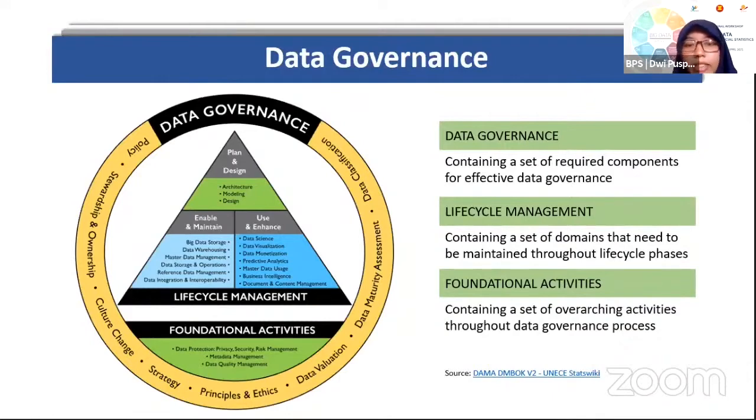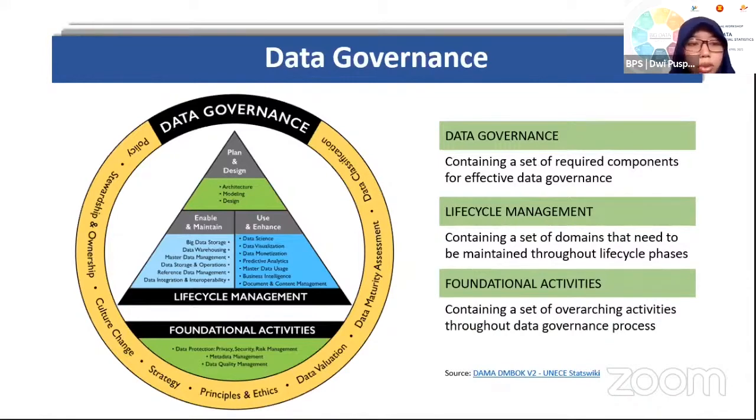And then finally, we will talk about the outer cycle, that is the data governance, and it contains a set of required components for effective data governance. Similar to foundational activities, this one is an overarching activity, but the difference is that foundational activities mostly need to be defined at first, while data governance components can be defined along with the implementation of the data governance itself. Some of the components are the policy. One example of a policy is that data needs to be related and linked with its metadata. That's one of the policies needed in order to support the use and enhance, or the enable and maintain, of this data domain.